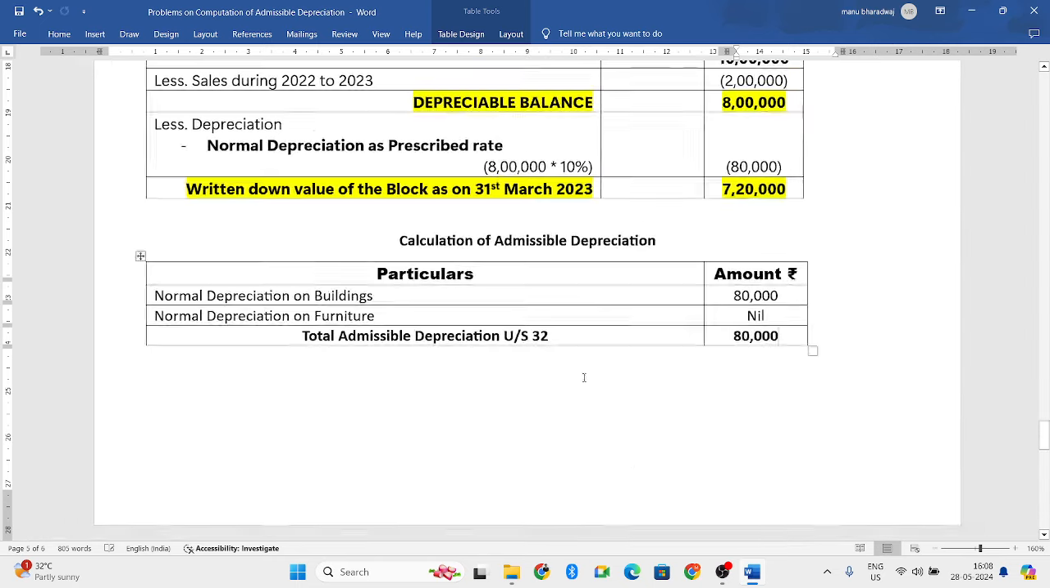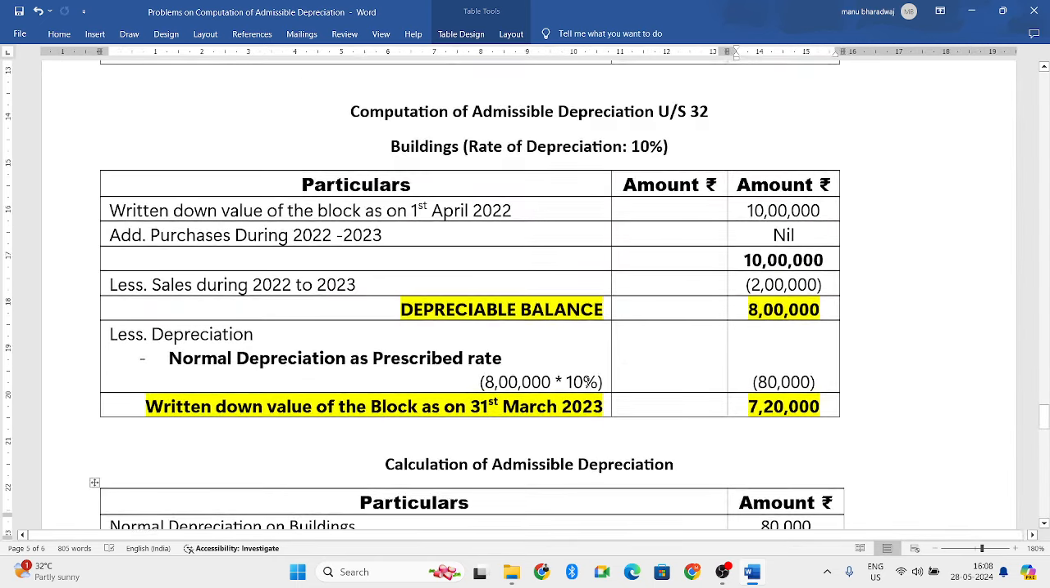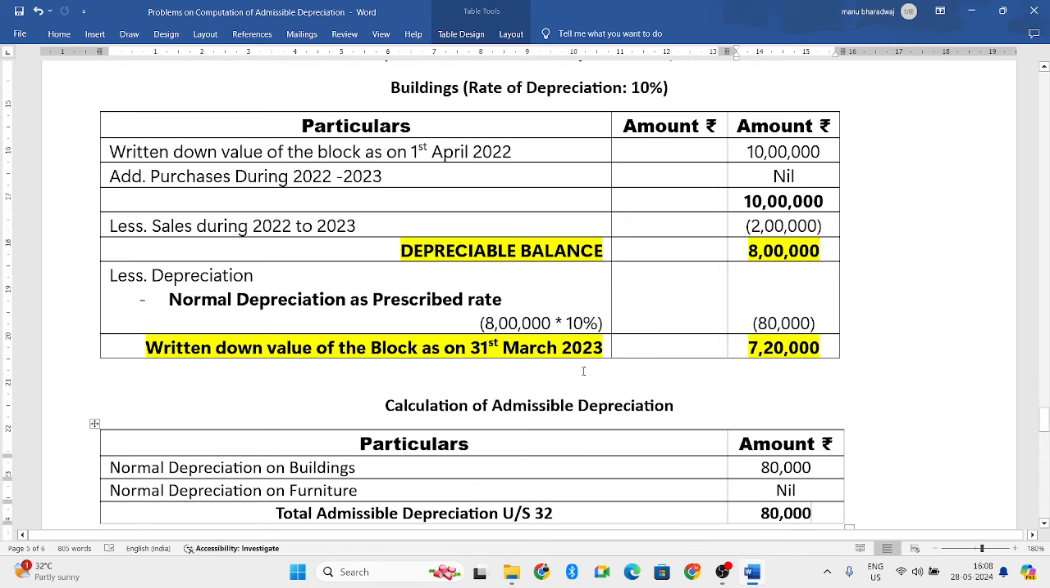So this is how we need to solve the problem. Hope you have understood how to solve this problem. In my next video I'll come back with some more problems related to the computation of admissible depreciation.